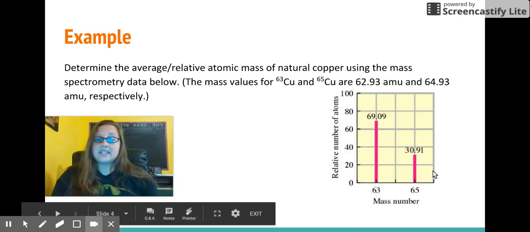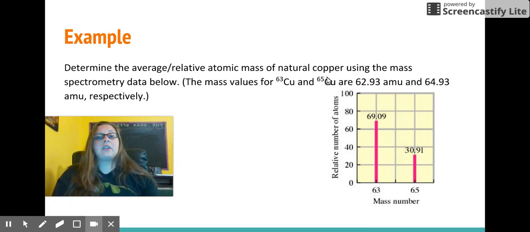We weren't given this data or anything. All we were given was that we have copper 63 and we have copper 65 and what its molar mass is, according to the periodic table. So, a couple of things I want you guys to do. First of all, tell me how you would find these percentages, all right? That's what we just talked about.